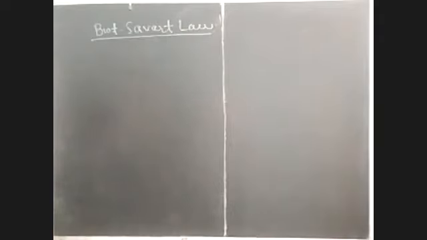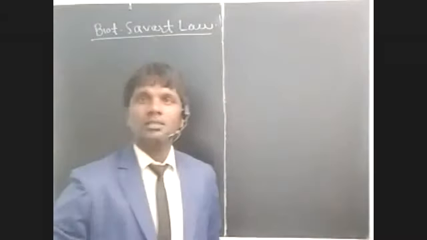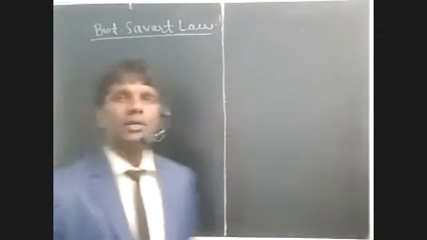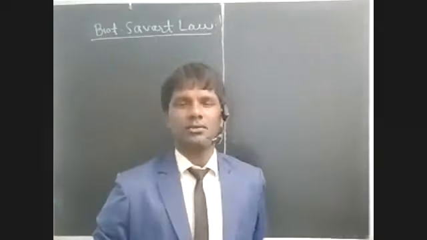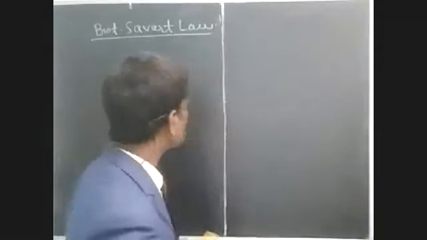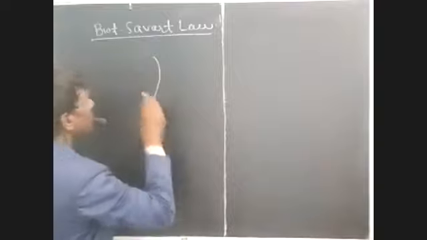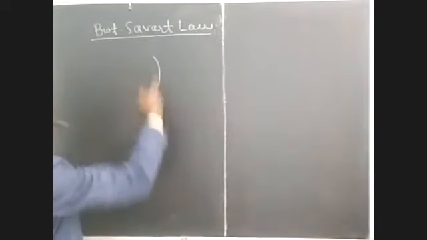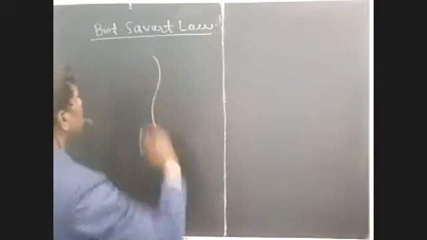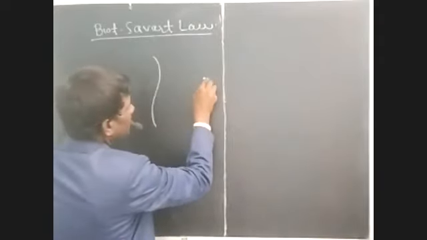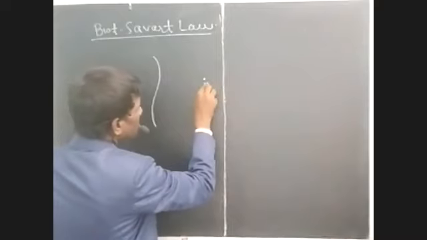Biot-Savart law. First of all, before coining this word, we have to see the physical phenomena. In this phenomena, we want to find the magnetic field due to a current carrying wire. So randomly we are going to take a current carrying wire. It is just random, whatever we say, it is not fixed. And I want to find the magnetic field at the point P.